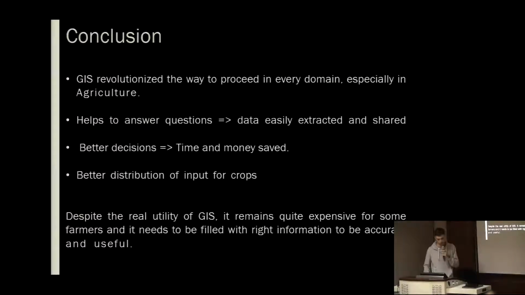So in conclusion, GIS revolutionizes the way we process things in every domain, especially in agriculture. And so yeah, it helps to answer some questions, and when the data is easily extracted, it can lead to better decisions and better distribution of inputs for crops, for example.